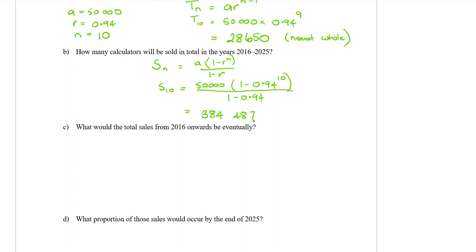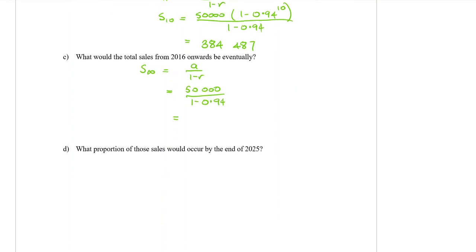What would the total sales from 2016 onwards be eventually? Eventually. Limiting sum. So, limiting sum is A over 1 minus R. A is 50,000. 1 minus the 0.94 means that the total number of calculators that they would ever expect to sell is 833,333 based on that model.